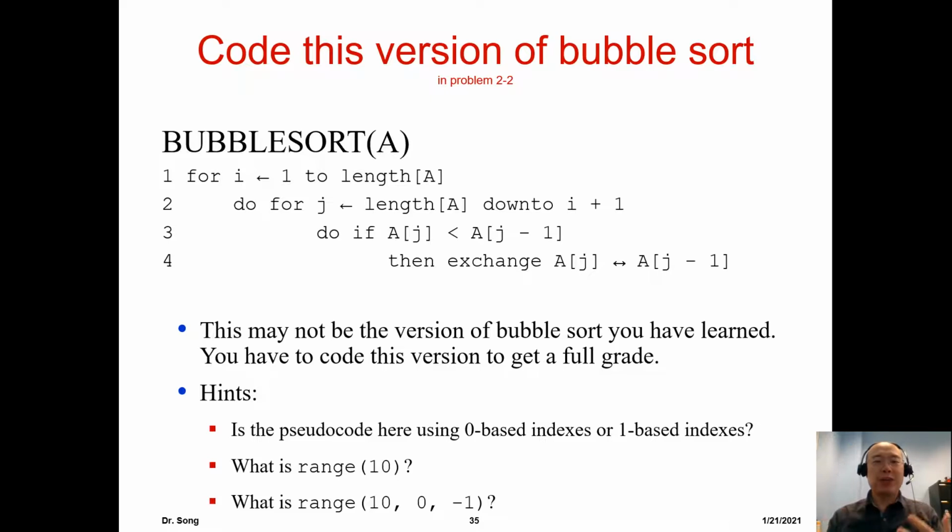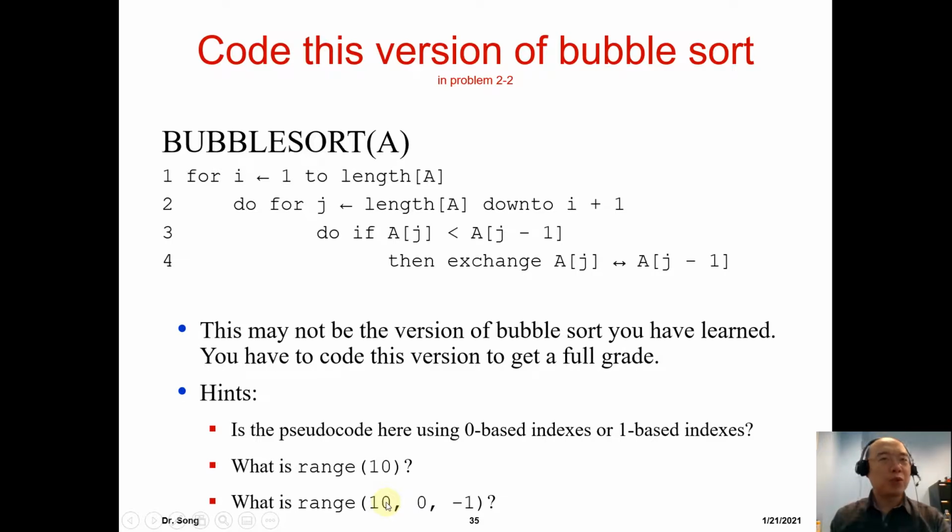I want to be honest with you guys. The first time I started to work on this textbook, I found the pseudocode definition in this textbook is not so friendly, so you have to get used to that. Here are some hints. Is this pseudocode using 0-based indexes or 1-based indexes? The answer is, this textbook uses 1-based indexes. However, when you're writing Python code, you want to use 0-based indexes. And what is range(10)? In Python, it is really from 0 to 9, right?